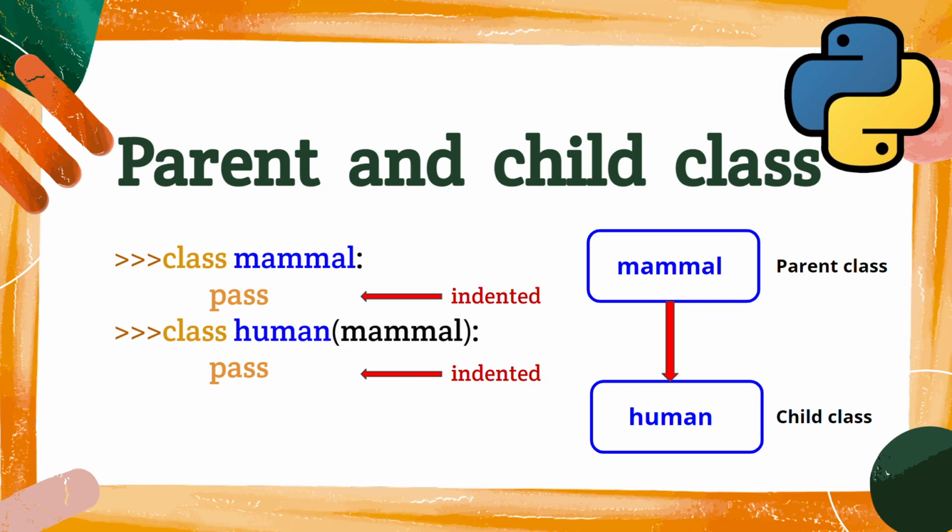Next, to create a child class called human and inside the parentheses, we need to type its parent class name, which is mammal. This format tells Python that whoever is inside the parentheses is the parent class. So, the second class, human class, is a child class that inherits mammal as the parent class.